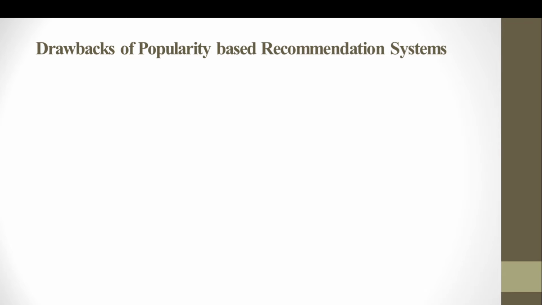Based on the combination of these two factors, the popularity and the rating, it starts recommending items to the users. But there are a few drawbacks as well, and that's why we need some more sophisticated recommendation systems. What are these disadvantages or drawbacks? Let's try to understand. The first one is that it lacks personalization.